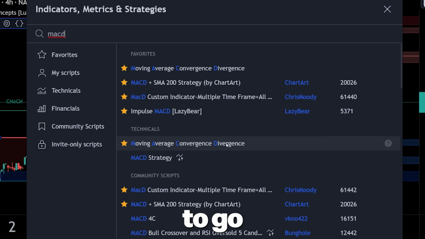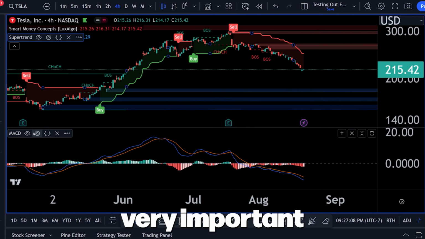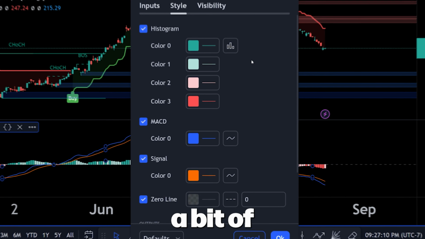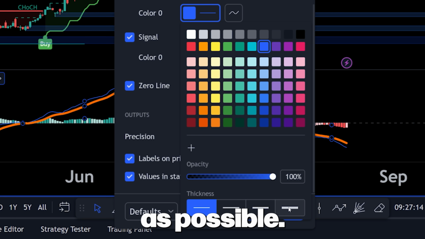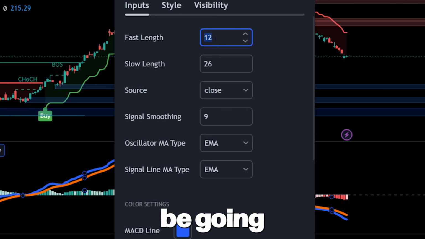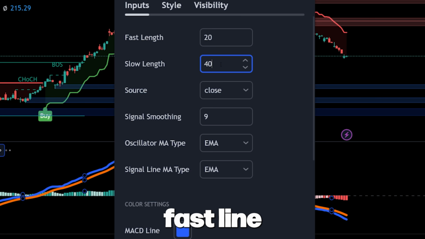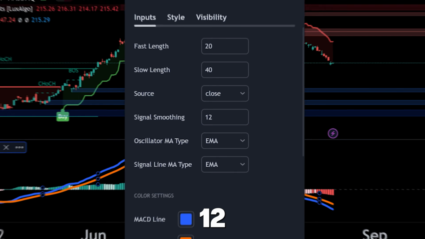Next, go over here to MACD, moving average convergence divergence. It's going to be very, very important for this one. First, we're just going to do a little bit of aesthetic work. Go over to style, make the orange line as thick as possible, and make the blue line as thick as possible as well. Next, go over to inputs, and make the fast length 20, slow length 40, and the signal smoothing 12.